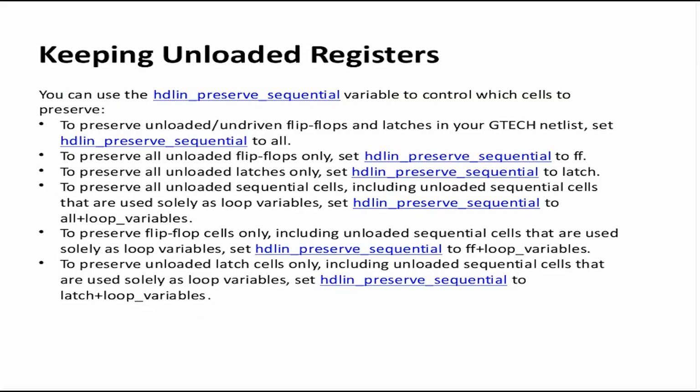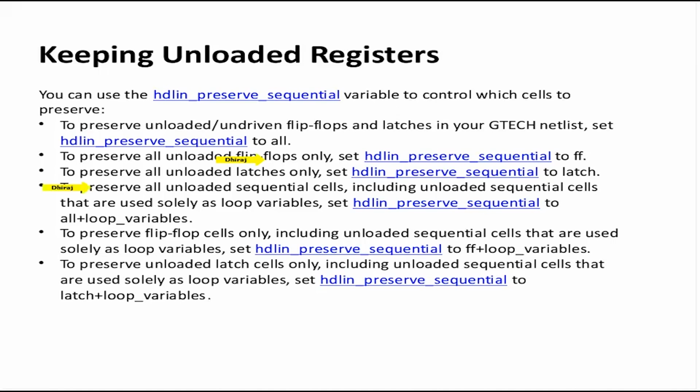So here is one more example. Here is one more variable called hdlin_preserve_sequential that tells DC which cells to preserve. To preserve unloaded, undriven flip-flops and latches in your netlist, we set hdlin_preserve_sequential to all. If you set this to all, DC will preserve everything, all the registers and latches. If you set this to FF, it will preserve only flip-flops. If you set this to latch, it will preserve only latches.